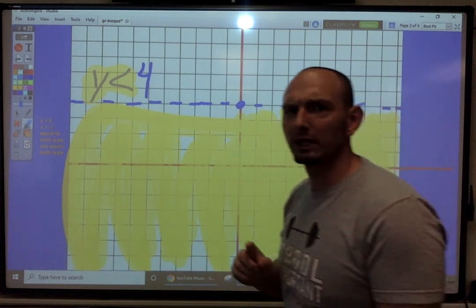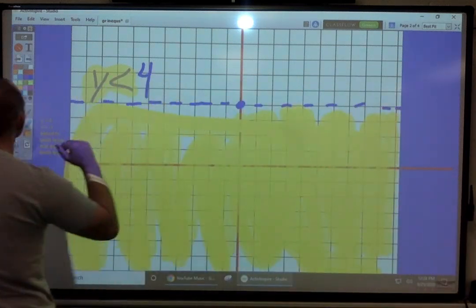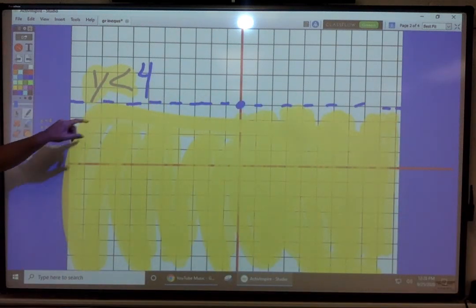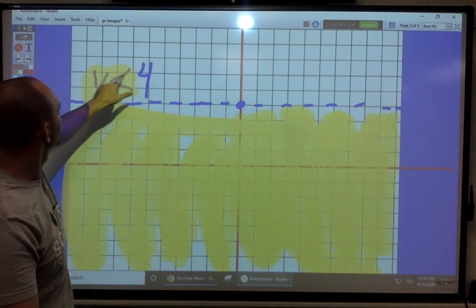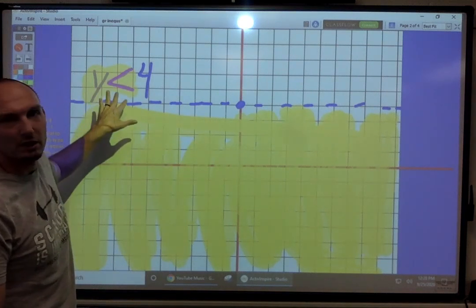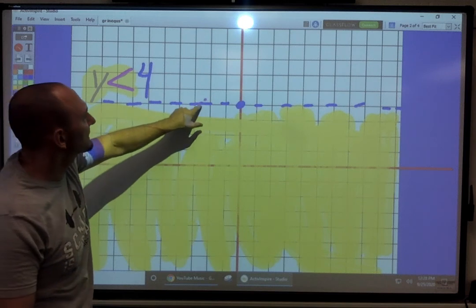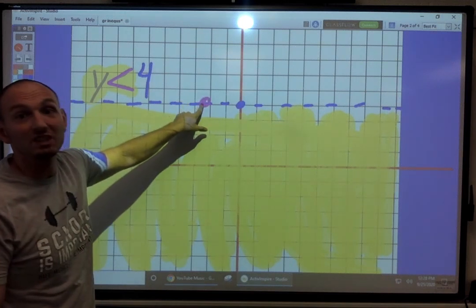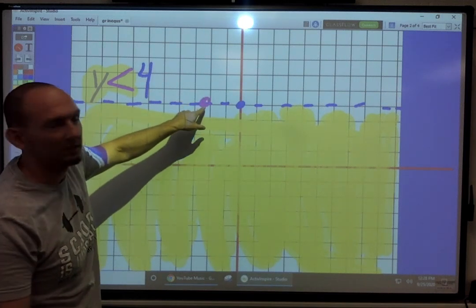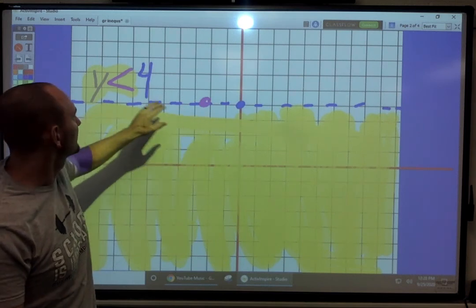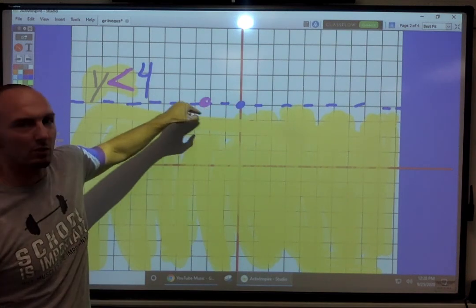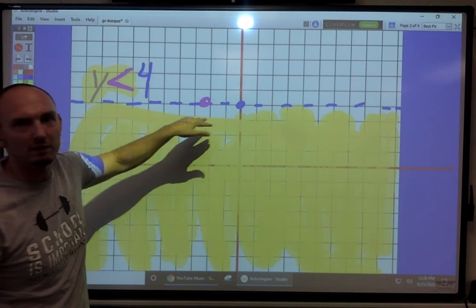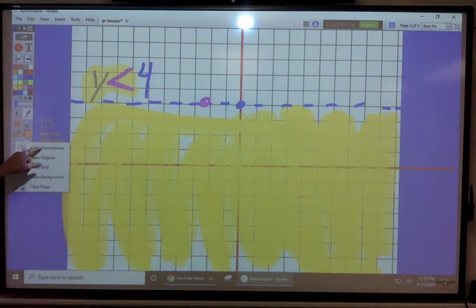One other thing to point out is the line itself. If it's dotted or dashed, it's not equal to, right? So if a point is actually on the line, it is not a solution. That is not a solution. Okay, if it's not equal to, then points on the line are not a solution. Okay? Let's try another one.